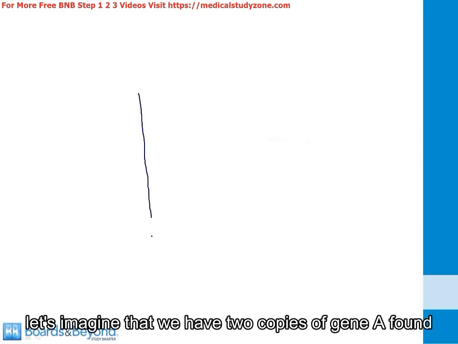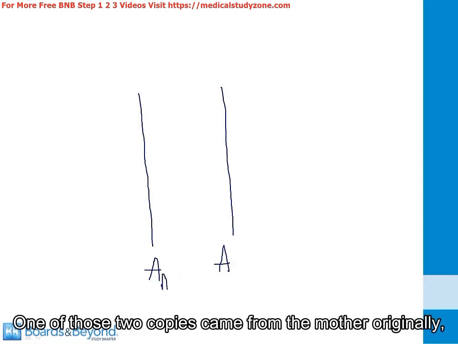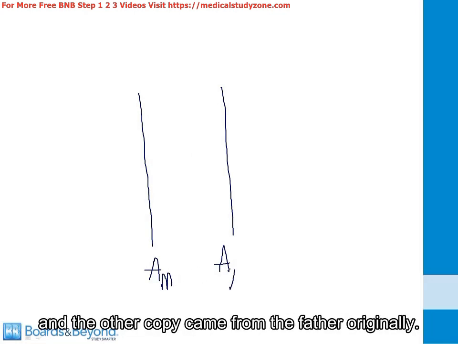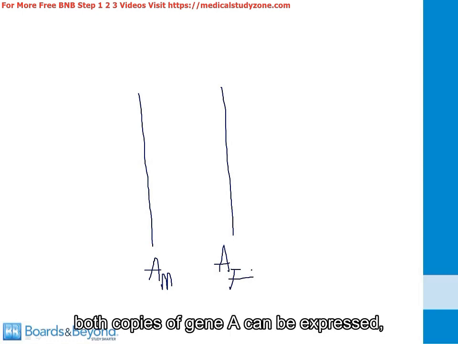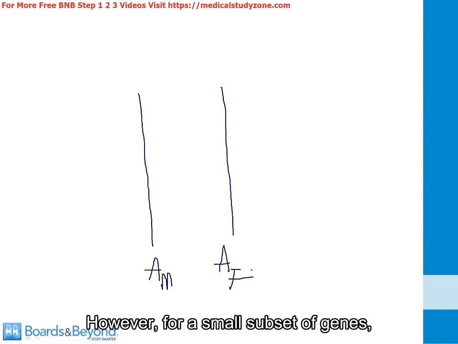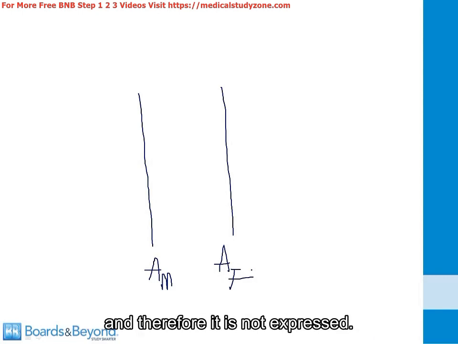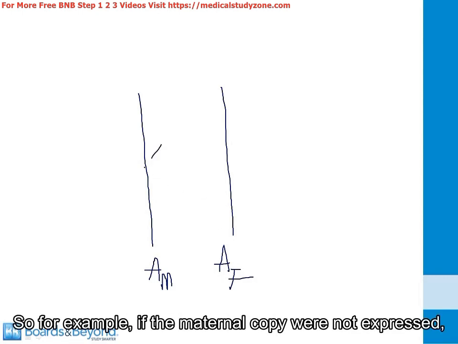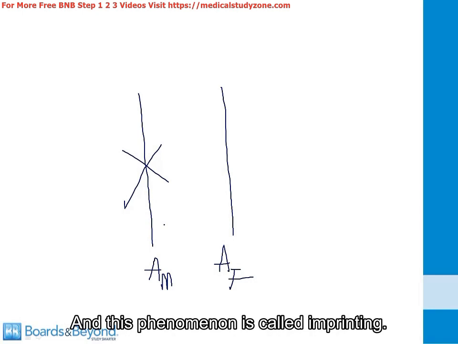To understand this better, let's imagine that we have two copies of gene A found in the cells of a particular individual. One of those two copies came from the mother originally, and the other copy came from the father originally. Now, in most cells of our body, both copies of gene A can be expressed, assuming they're both functional and normal. However, for a small subset of genes, one of the two genes is said to be imprinted, and therefore it is not expressed. So, for example, if the maternal copy were not expressed, then only the father's copy of gene A would be expressed, and this phenomenon is called imprinting.